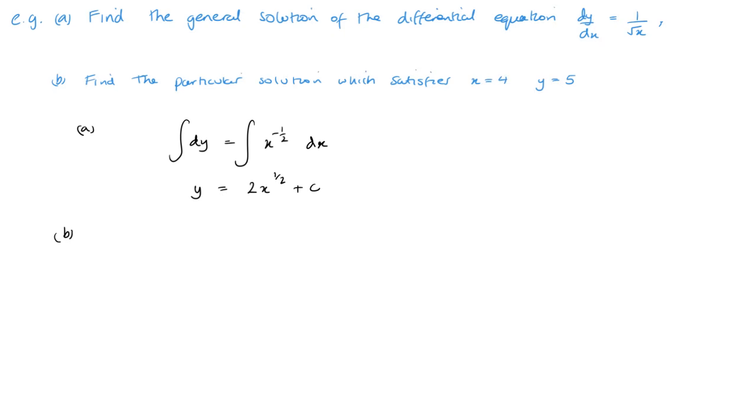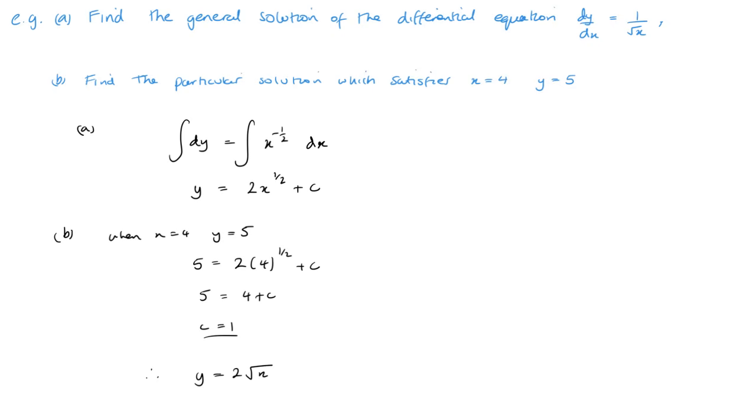Now this one is find the particular solution. So when x equals 4, y equals 5. So we substitute that in. So 5 equals 2 times 4 to the power of half plus c. So that's 5 equals 4 plus c, so c is equal to 1. Therefore, the particular solution is 2.